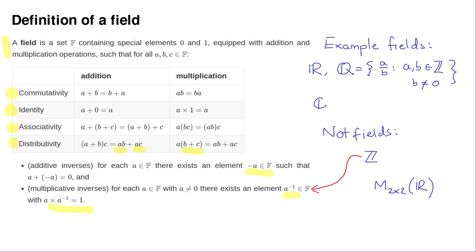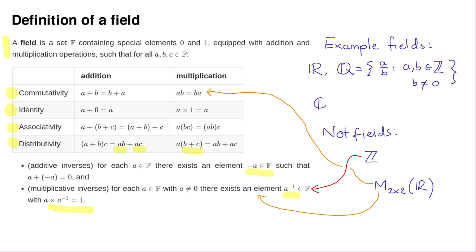Pause the video now. Think about which of these rules is not obeyed by the 2 by 2 matrices with real entries. And there might be more than one. Okay, I hope you did that. If you did, well then you'd notice that, of course, this rule is not true anymore. Not every non-zero matrix is invertible. And equally, there are other rules which aren't true as well. So, for example, matrix multiplication is not commutative. So this rule doesn't apply either.